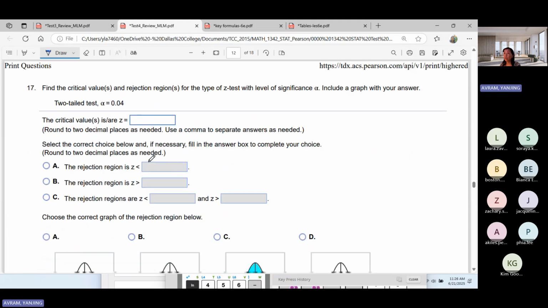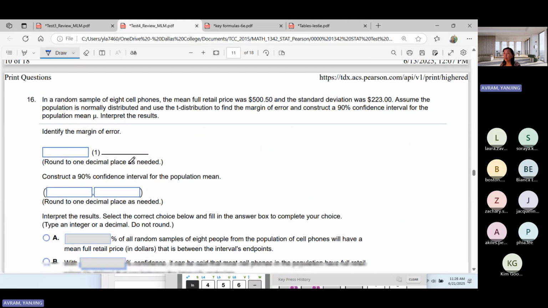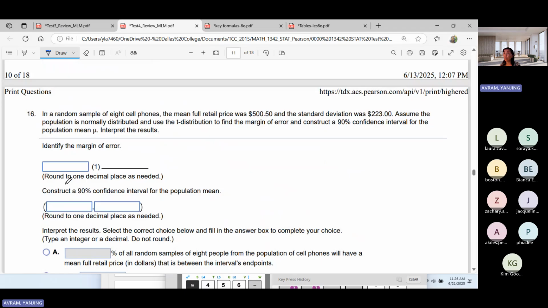All right, so another interval in here. In a random sample of a cell phone, the mean retail price was 500.5, standard deviation is 23. Assume the population is normally distributed, using the t distribution. I like that they tell you the t distribution. And then construct a 90% confidence interval for the mean, right? Identify the margin of error.